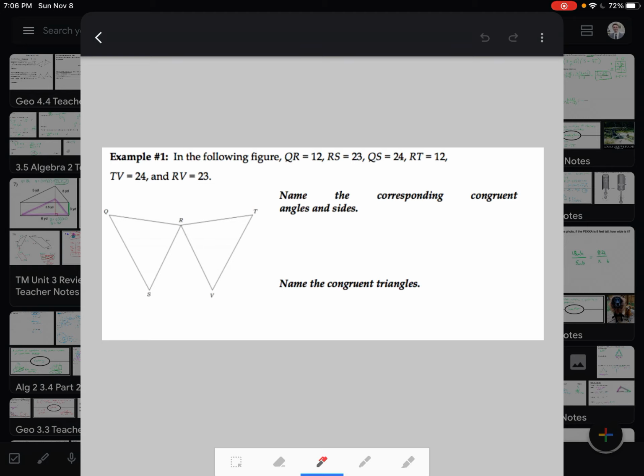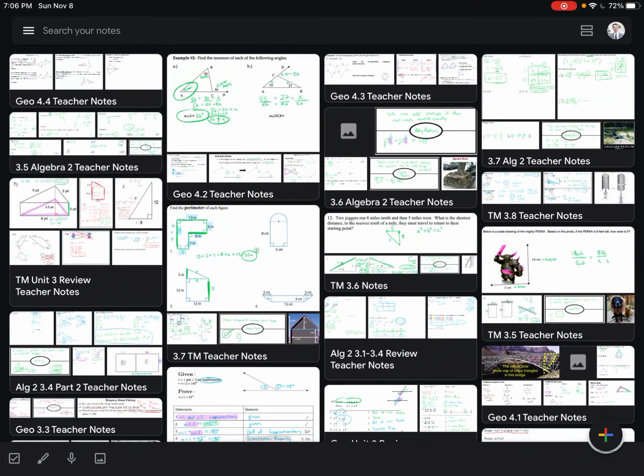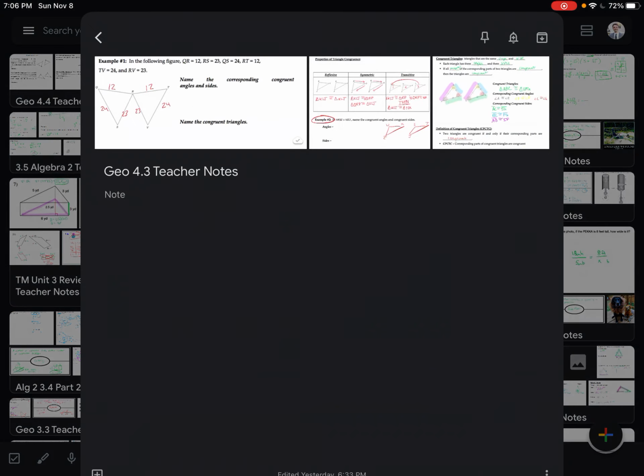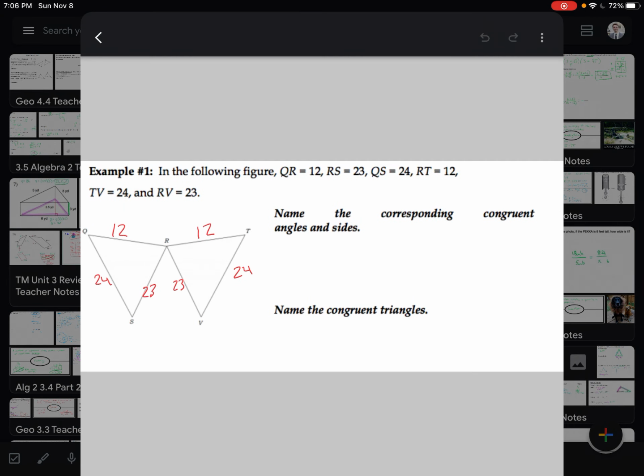All right, our last piece here is to do a little bit of practice. We want to name corresponding sides and corresponding angles. So QR equals 12, RS equals 23, and QS equals 24. We also are given that RT equals 12, TV equals 24, and RV equals 23. So before we do anything, we probably want to rewrite these triangles so that they match each other.